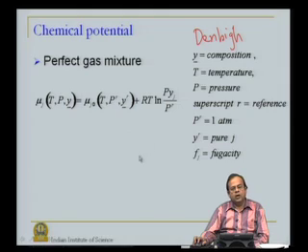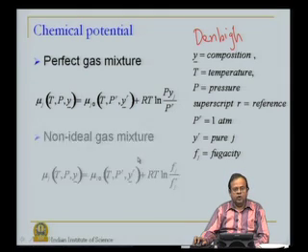But what if the gas is not behaving as a perfect gas mixture? Then we have non-ideal gas mixture behavior, where we define the chemical potential for given temperature, pressure and composition, once again relating it to its reference pressure plus RT ln fugacity of J by reference fugacity. Reference fugacity is again taken as 1 atmosphere, or reference pressure of 1 atmosphere, and we have fugacity.